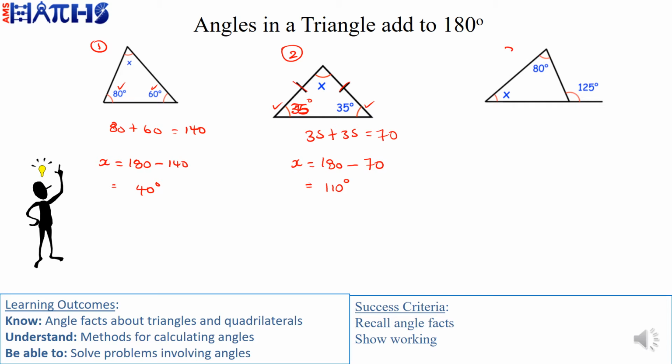Now, on the third example, we need to find out x. Now, there's a line that extends, which is outside that triangle, so that is not a part of the sum of the angles in the triangle.